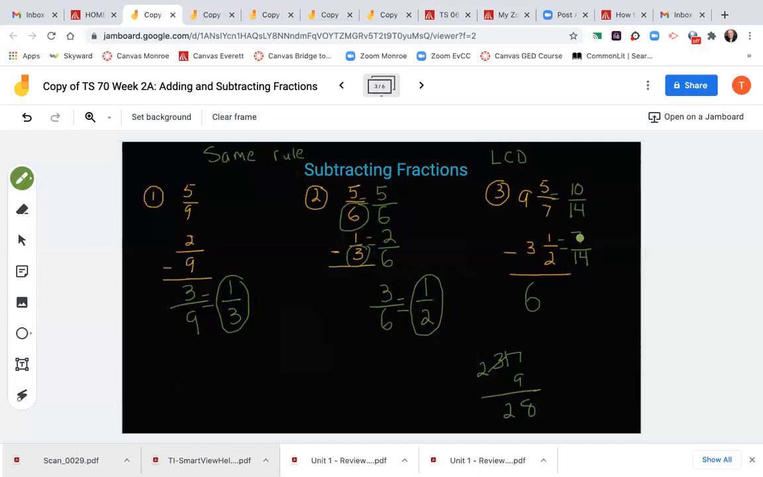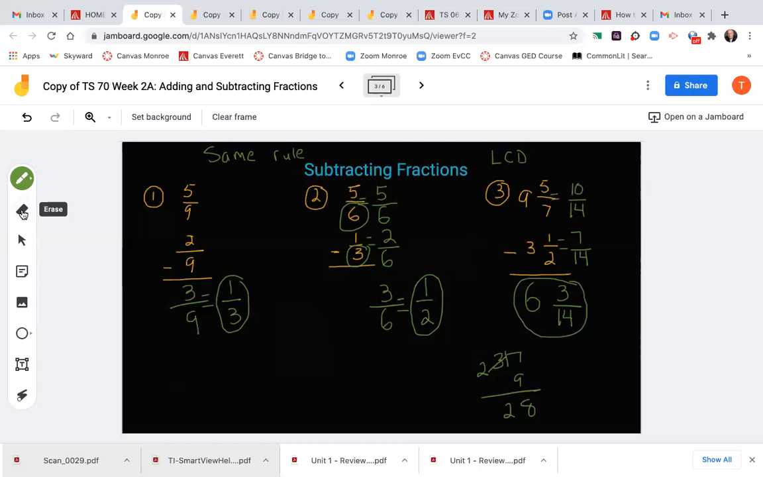Now I have a common denominator. So I'm going to bring down my denominator, and I'm going to subtract 7 from 10, my numerators, and get a 3. And the last question I'm going to ask myself is, can I reduce 3 over 14? I can't. So my final answer is 6 and 3/14. Don't forget to put the 6 right next to it, okay?